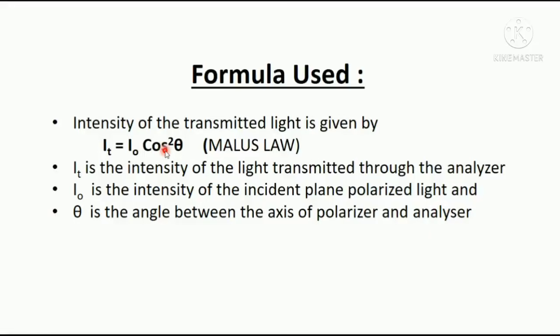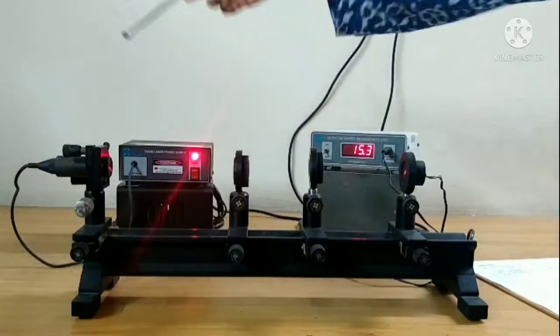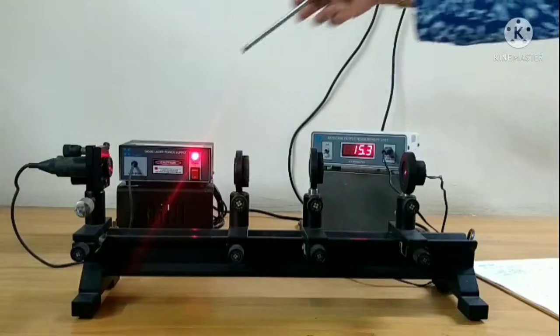Where IT represents the intensity of the transmitted light, that is, through the analyzer, and I naught is the intensity of the incident polarized light. Now let us see the experimental setup for this.